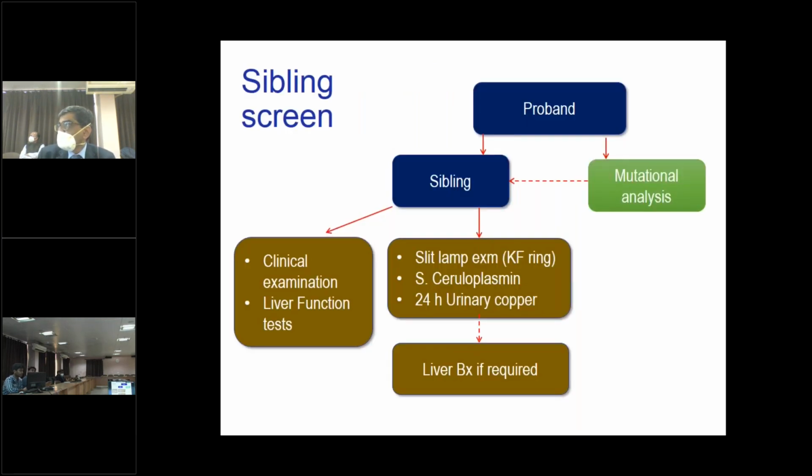The sibling screening protocol that we follow is that all the siblings of the proband are examined. If mutation analysis is available, the mutations will be looked for in the sibling. If it's not available, a clinical examination is done, followed by liver function tests, and then we do slit lamp examination for KF rings. We get a serum ceruloplasmin and 24-hour urine copper. If there is ambiguity, we go ahead with a liver biopsy for liver copper estimation.